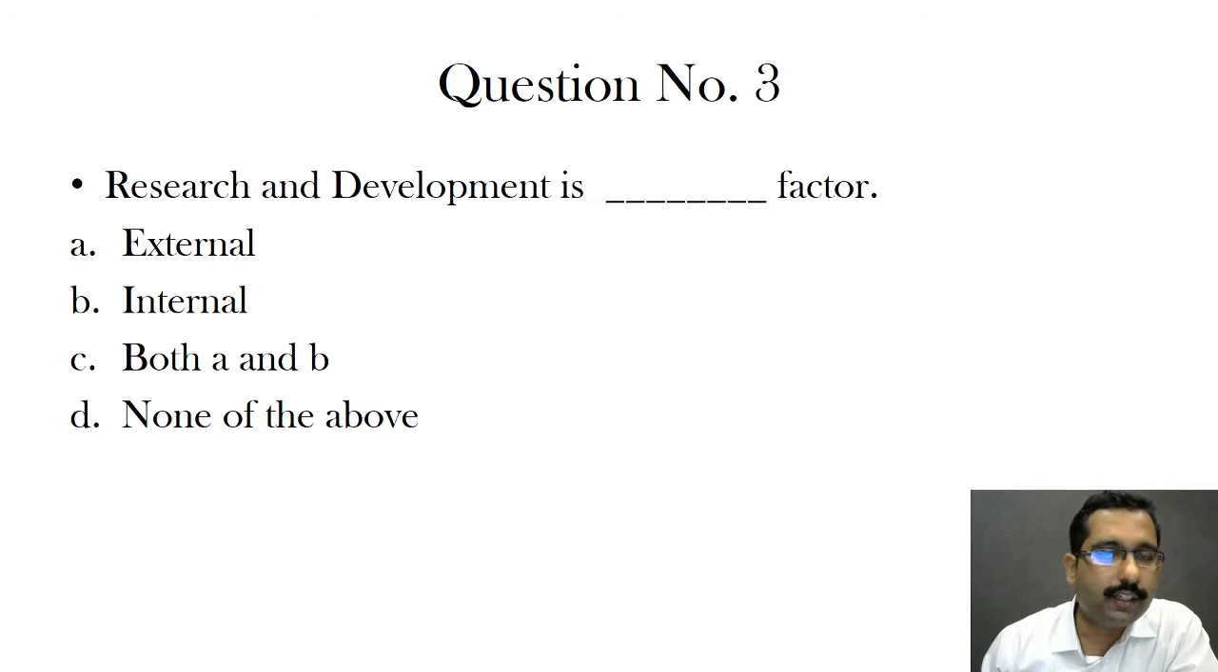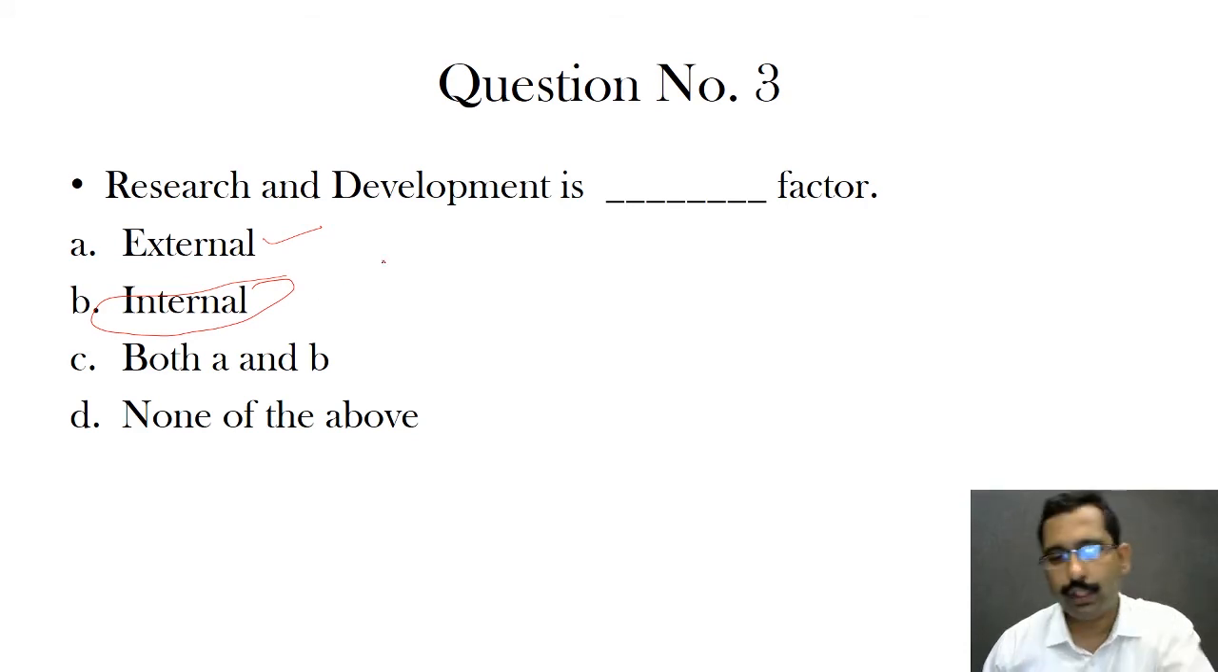The next question is: research and development, which we generally refer to as R&D, is a dash factor. Is it an external factor? Definitely not. It doesn't depend on others. So the answer should be internal environment. When a company decides to do research and development and come out with better products, it is purely internal to them. Companies like Apple spend billions of dollars on improving their products every day, and it is very internal to their operations.